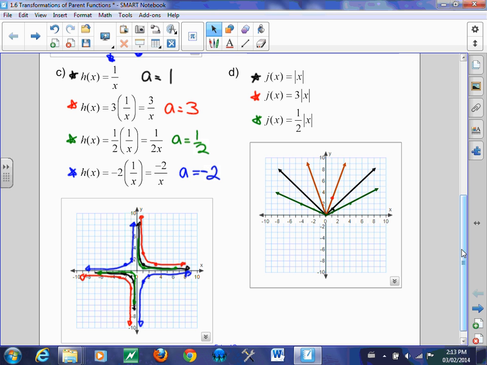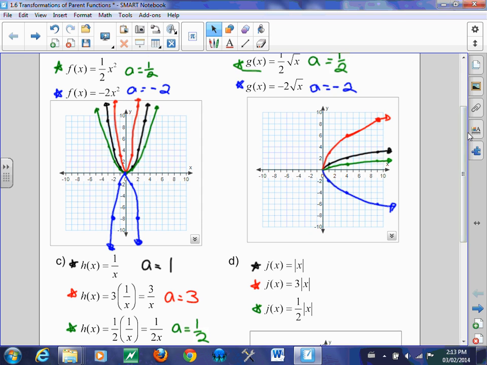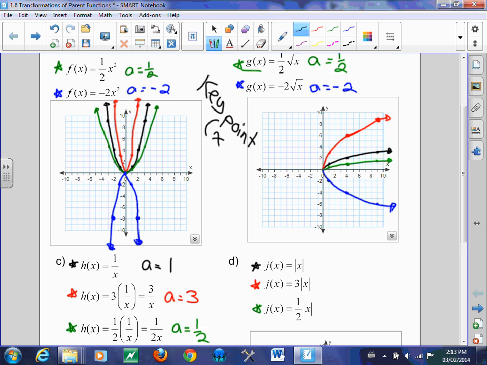Now, we can't apply the step pattern to a reciprocal. So what we have to do is look for a key point. And the key point, you guys want to maybe make a note here, folks, is what's happening when x equals 1. So let's just write that down. Key point: x equals 1. What's happening to y? That should give you an indication.